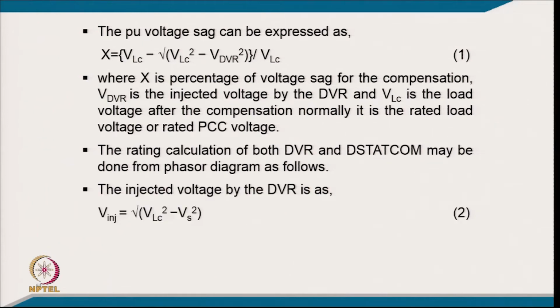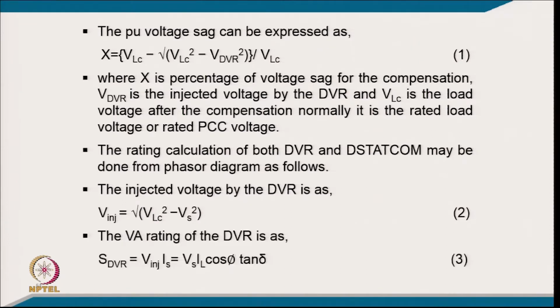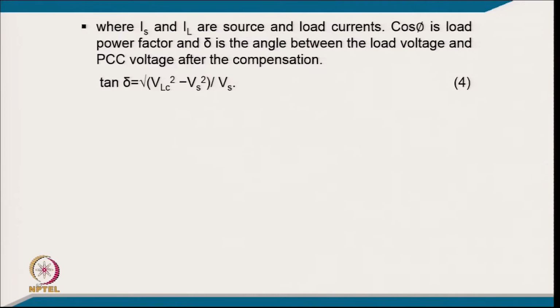The injected voltage by the DVR is the square root of VLC squared minus VS squared, because we are injecting at quadrature. That is the relation for the injected voltage, and the VA rating of the DVR equals V injected into IS, that becomes VS IL cos phi into tan delta, where IS and IL are the source and load current, cos phi is the load power factor, and delta is the angle between the load voltage and the PCC voltage after the compensation, which we usually call the power angle, and that can be equated to the square root of VLC squared minus VS squared, divided by VS.